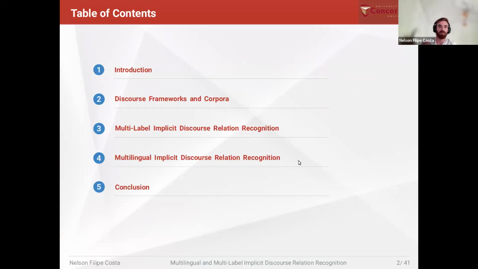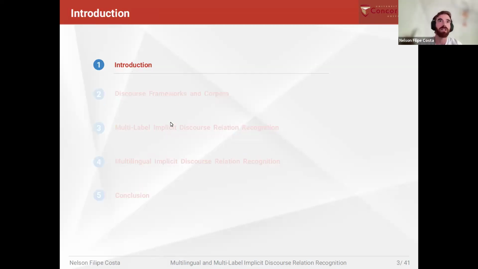From talking with Calvin at the beginning, I understand some of you are not from NLP, so before I delve into the details of my research, I'll give a brief presentation on what Discourse is, also present the framework that I'll be using and the corpora that I'll be using. And then on sections 3 and 4, I'll present my actual research. So let's start with the introduction.